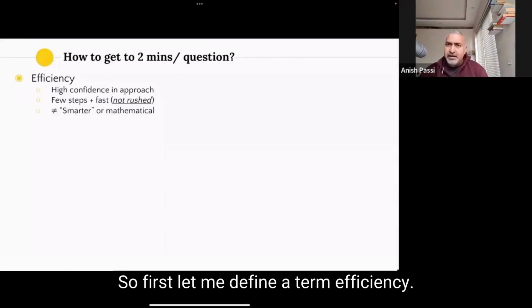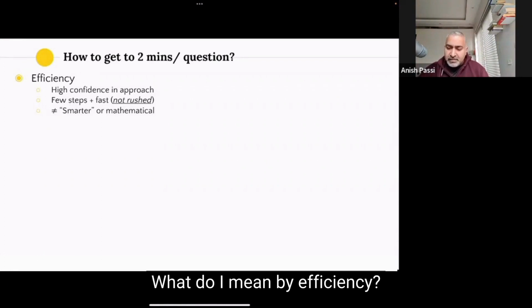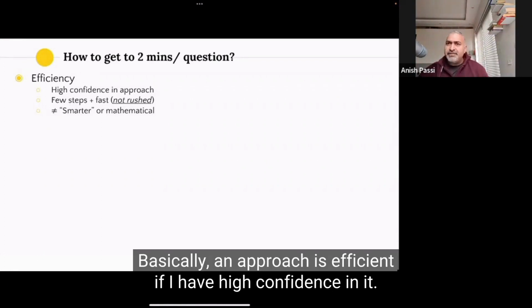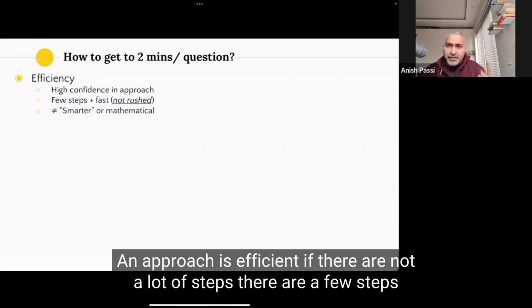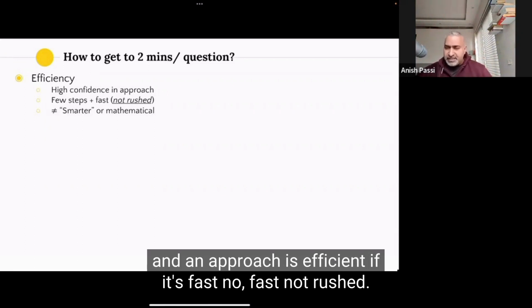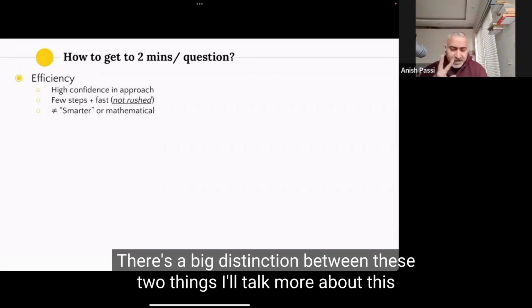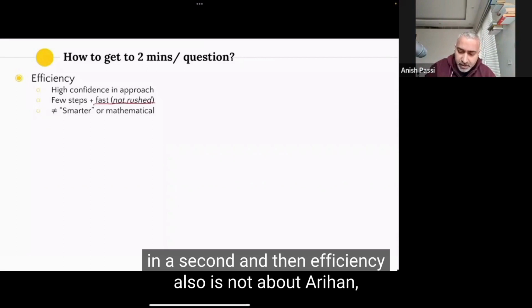So first, let me define a term, efficiency. What do I mean by efficiency? Basically, an approach is efficient if I have high confidence in it. That's one requirement. An approach is efficient if there are not a lot of steps, if there are a few steps. And an approach is efficient if it's fast. Now, fast, not rushed. There's a big distinction between these two terms. I'll talk more about this in a second.